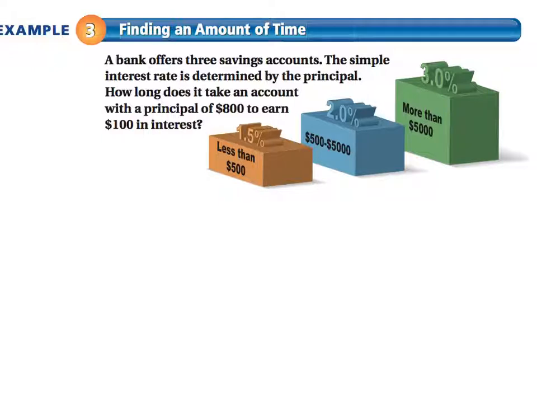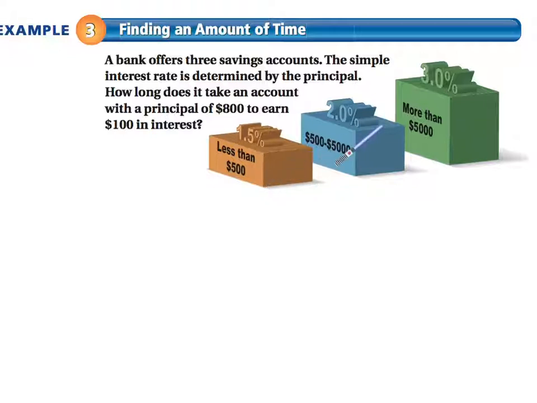So now we're going to once again use the same equation for interest, but we're now going to solve for time. So example 3. A bank offers you 3 savings accounts. Here they are, 1, 2, and 3. The simple interest rate is determined by the principal. How long does it take an account with a principal of $800 to earn $100 in interest?